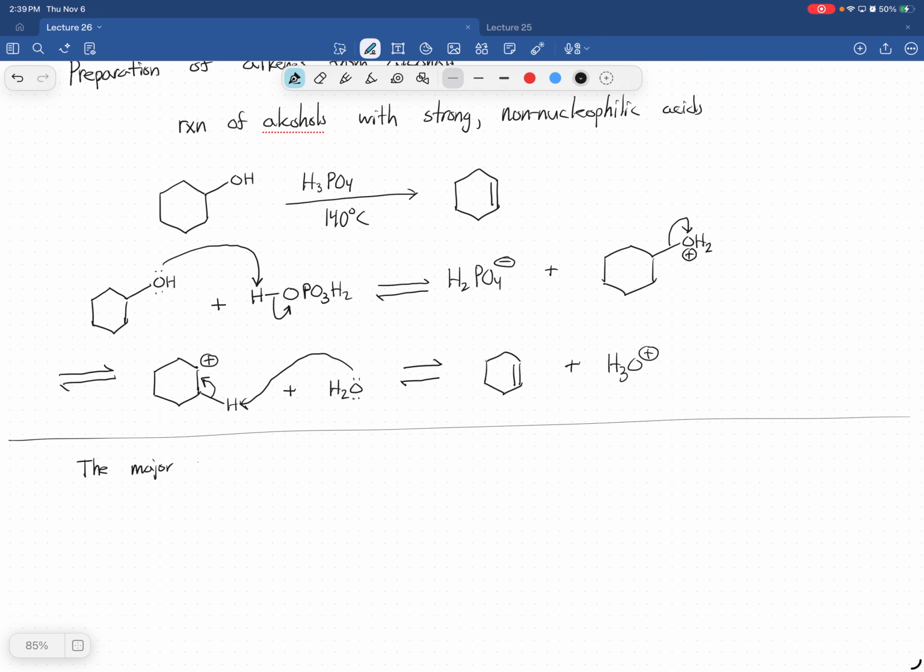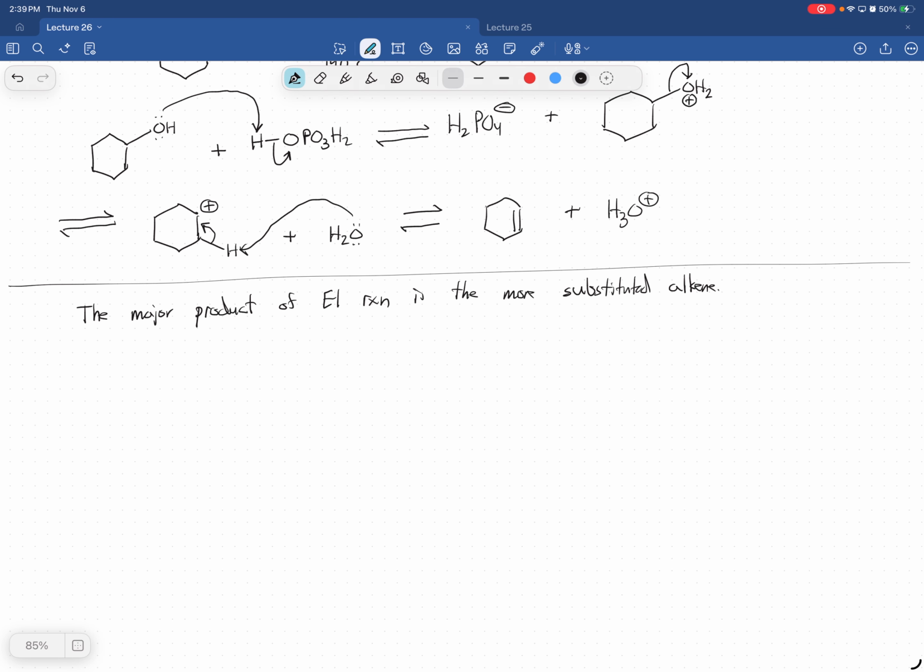So the major product of an E1 reaction is the more substituted alkene. When we have alcohols and alkenes, the more substituted product will be the major one. So let's say we have this one, OH.